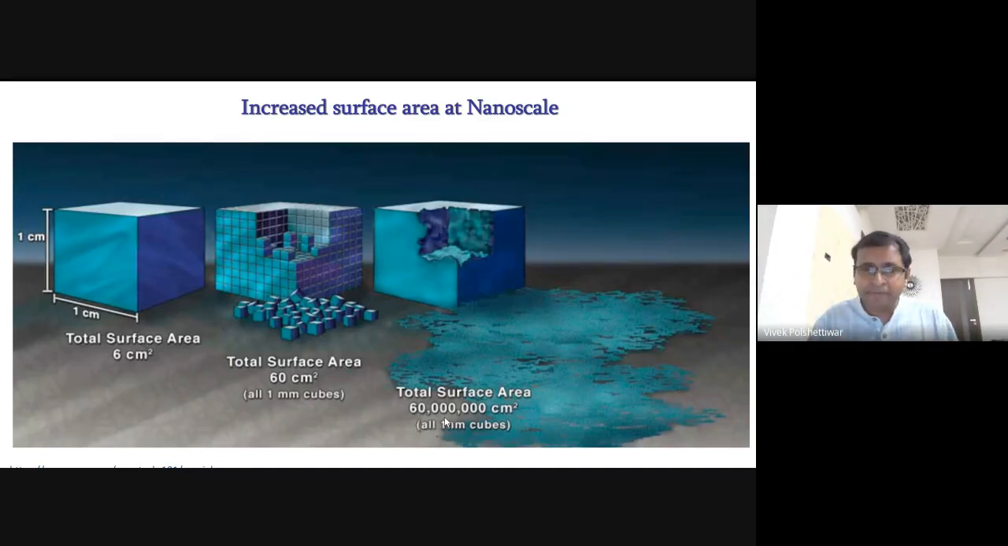In addition to that, quantum confinement is another important thing that happens when you go to the nanoscale. When you make a bulk material, it's like you have taken the atoms and then made molecules, and molecules become the materials. But now you're going back towards the atomic scale, and then the energy levels split, and that also helps you in tuning the properties of those nanoparticles.